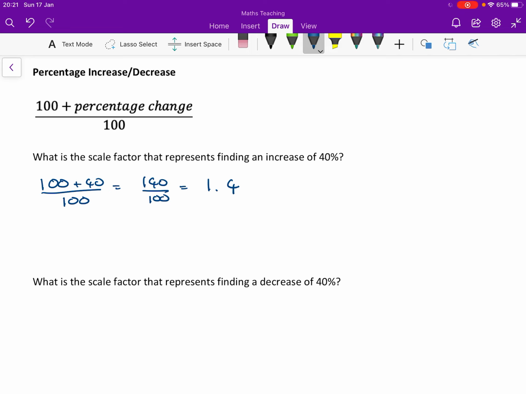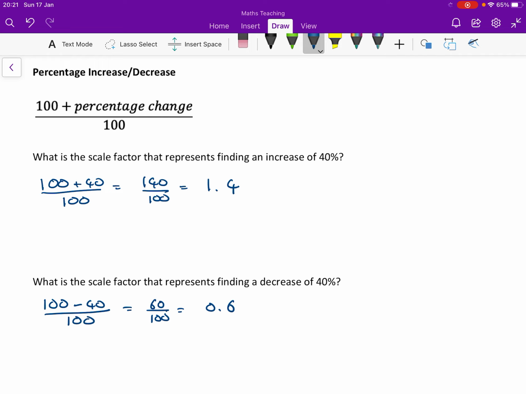Final point, what is the scale factor that represents a decrease of 40%? Exactly the same process, 100 minus 40 over 100, so just using the negative because it's a decrease. So we're looking for those words increase or decrease, or something else that means an increase or decrease. That's going to give us 60 over 100, which is 0.6.